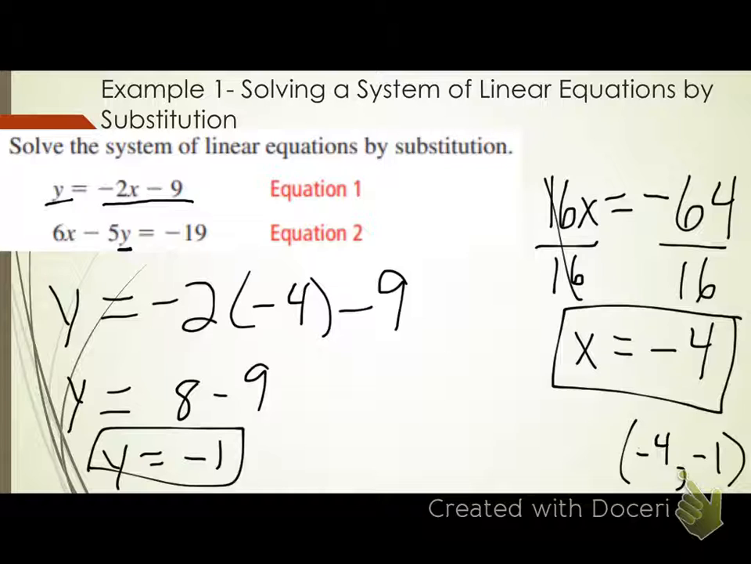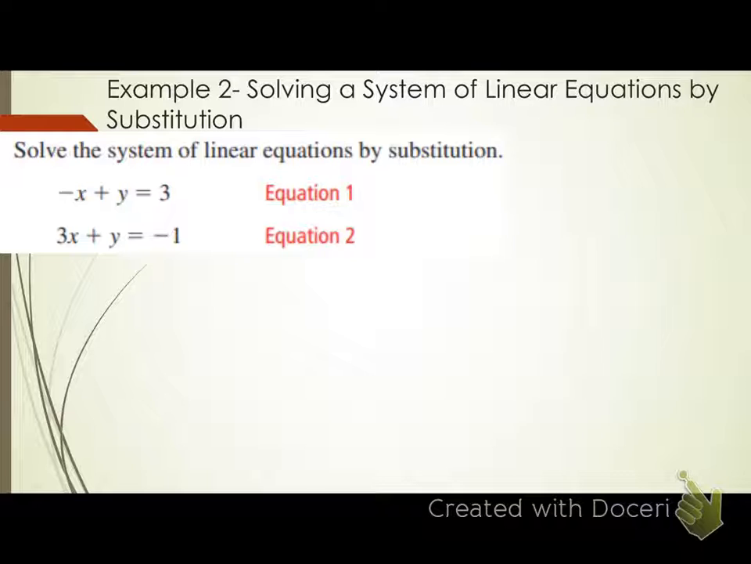If we wanted to check our solution, what would we have to do? Plug them in and see if they work out. Plug my ordered pair in, negative 4, negative 1, to both equations. Make sure I get a true statement on both of them. Okay, we're not going to do that today. Any questions on example 1? Does solving by substitution make sense? Okay, let's look at a few more examples. Can I move on?